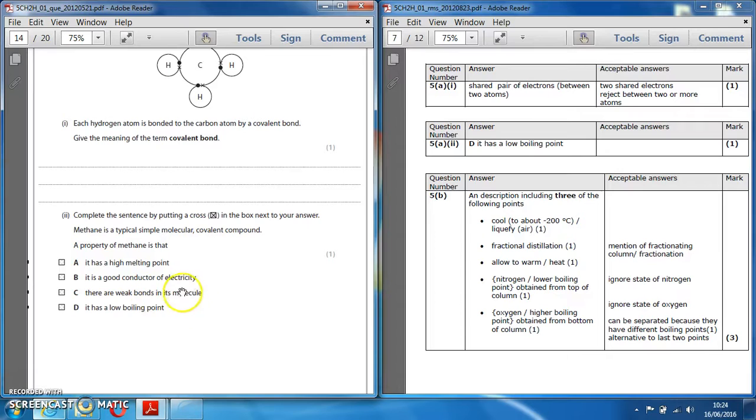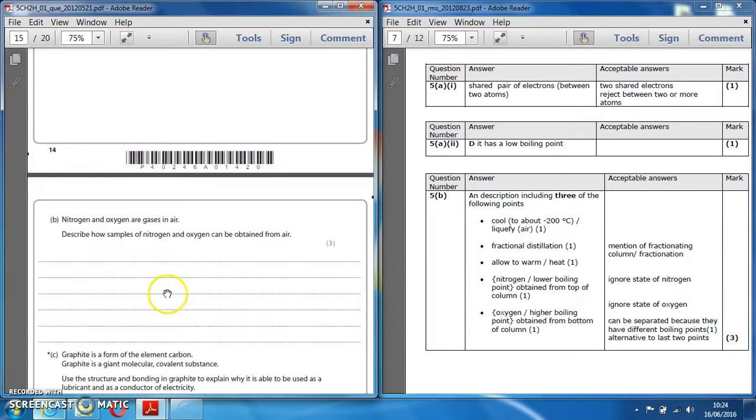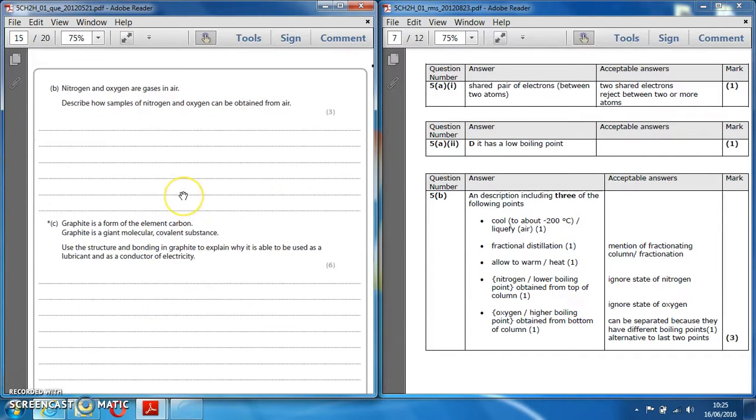It has got strong bonds in its molecule, and these A and D are opposites, which should give you the clue that it's got to be one of those in the question. For B, it says nitrogen and oxygen in the air. Describe how you can separate them. So its quickest answer is fractional distillation.